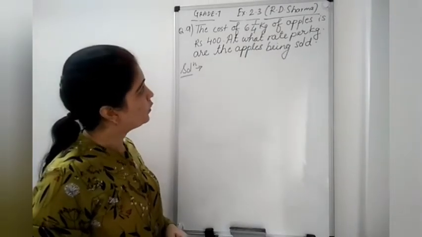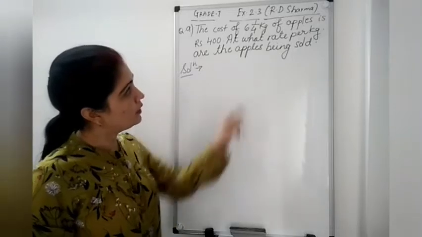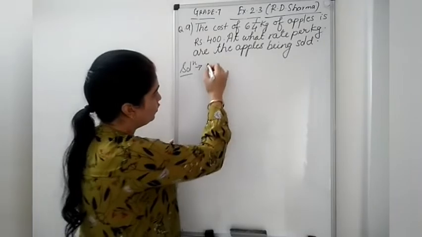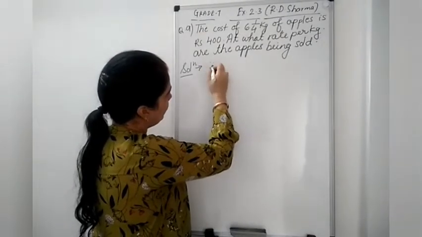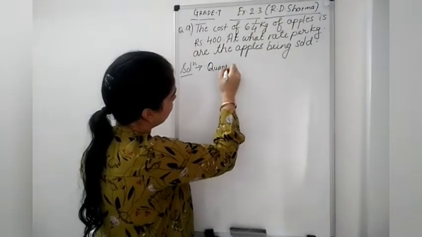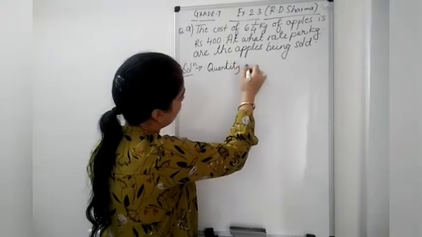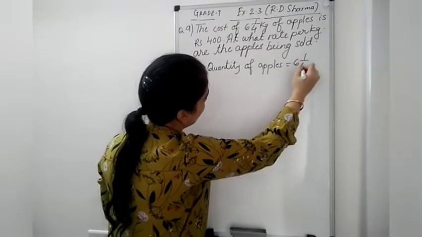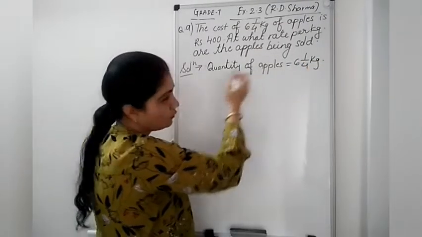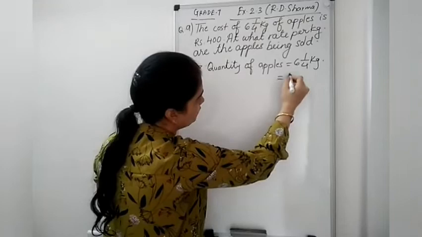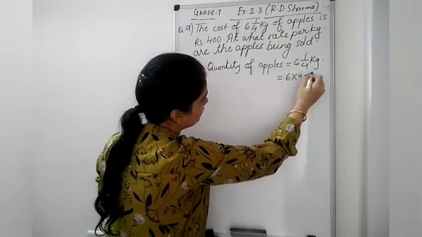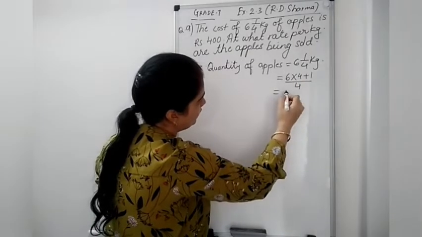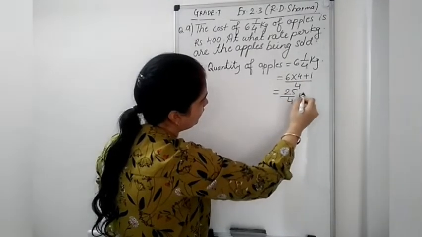So here total quantity of apples is 6 1 upon 4 kg. So first we will convert it into a normal fraction. Or you can write weight also. So first we will convert 6 multiplied by 4 plus 1 upon 4. So it will give you 6 4s are 24 plus 1, 25 upon 4 kg.